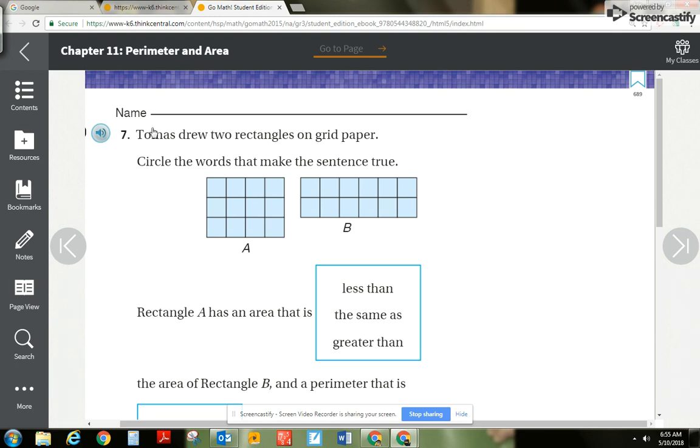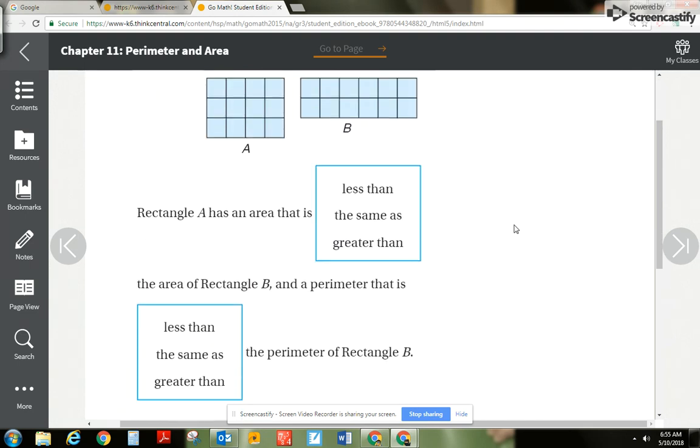Number seven reads, Thomas drew two rectangles on grid paper. Circle the words to make the sentence true. So this is a little bit of a longer problem. So we have A, we have B. What you should be doing on your scrap piece of paper is drawing rectangle A and rectangle B. They don't have to be exact because we're going to label them anyway.